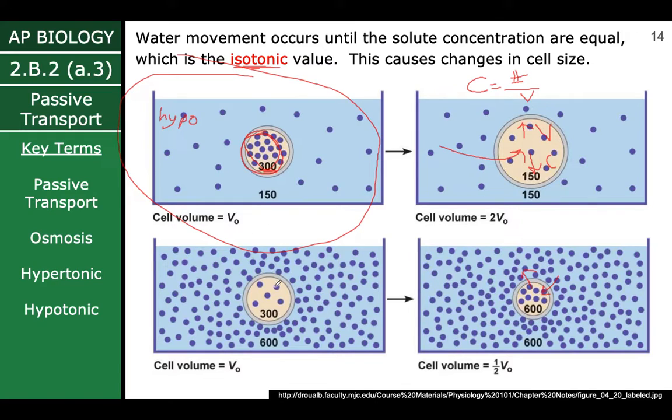Down here I have the exact opposite. I have a hypotonic inside and a hypertonic outside. Again, purples can't move, so the only thing that can move is the water. And so the water is going to move where? It's going to move outside from the cell to try to equalize those concentrations.